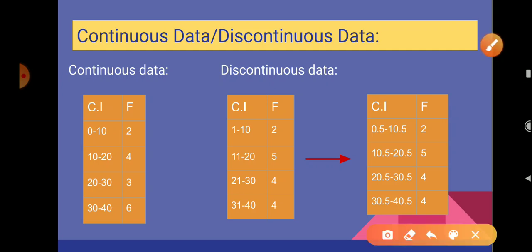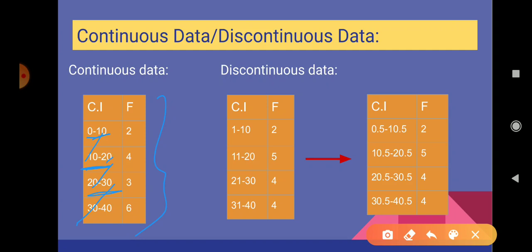If we consider this table, observe here the range 0 to 10. Observe that 10 is repeated in the second one. 0 to 10, and 10 is continued in the second class interval. 10 to 20, then again 20 is repeated in the third class interval. Then the third is 20 to 30, and 30 is again repeated in the next.